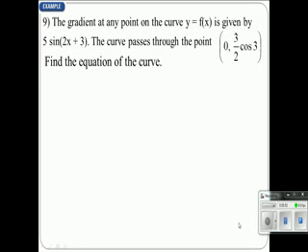Last example. The gradient of any curve at this point is given by f prime of x equals 5 sine 2x plus 3. So that basically is your gradient function, or your slope function, and the curve passes through this point. So this is just like the previous example.